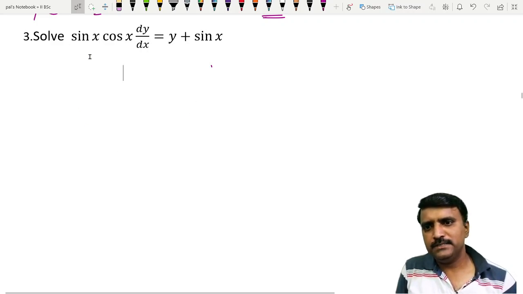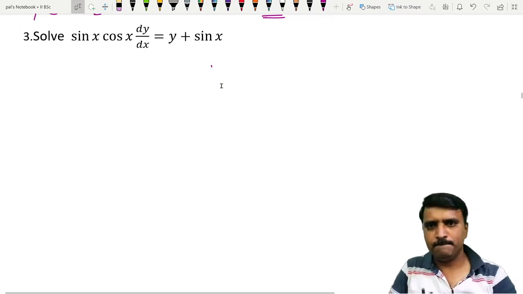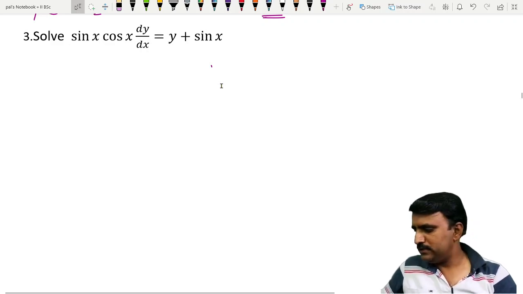Yes, I already gave this problem as homework: sin x cos x into dy by dx is equal to y plus sin x. I don't know how many of you solved this problem. This is a very interesting one, because here we are using some different integration skills. So okay, we start this.